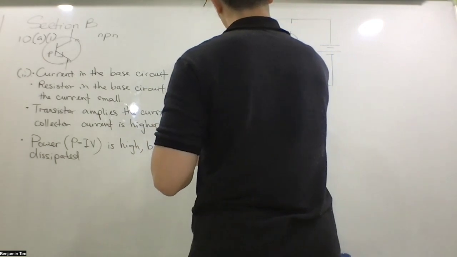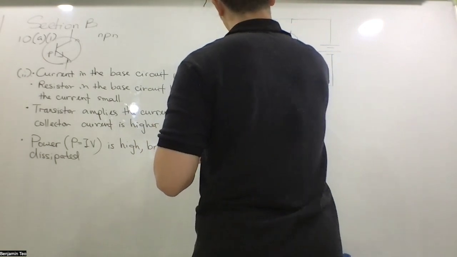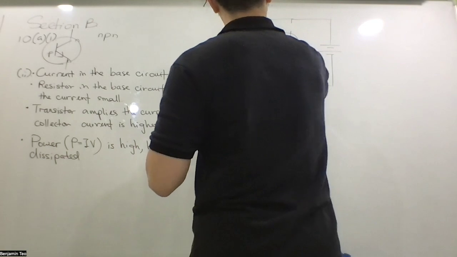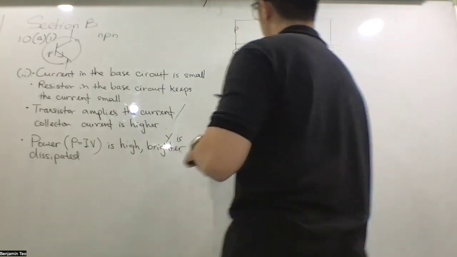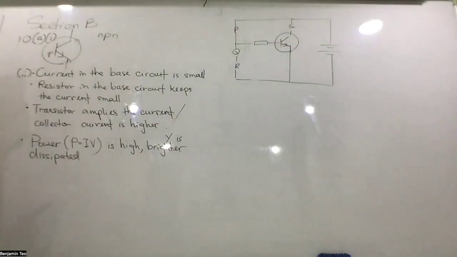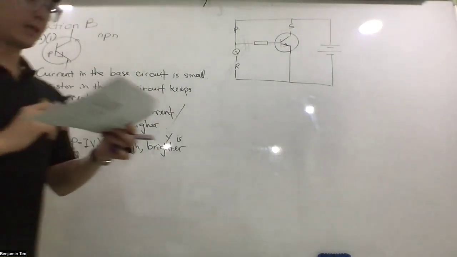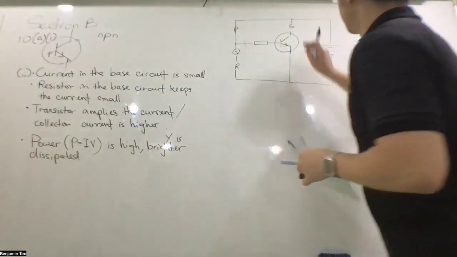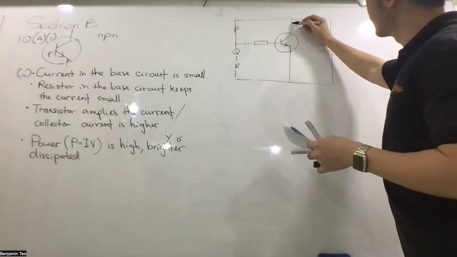Okay, Q, R, P, then. Now, you want the alarm to sound, so you're going to need a buzzer. Where do you put your buzzer? You're going to put it here in the collector circuit.